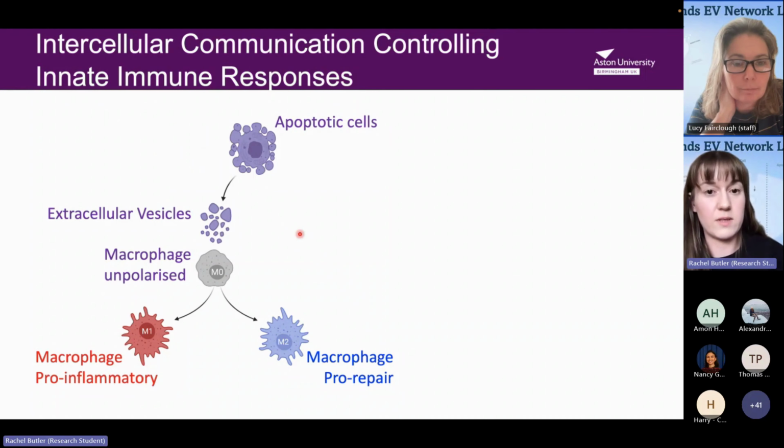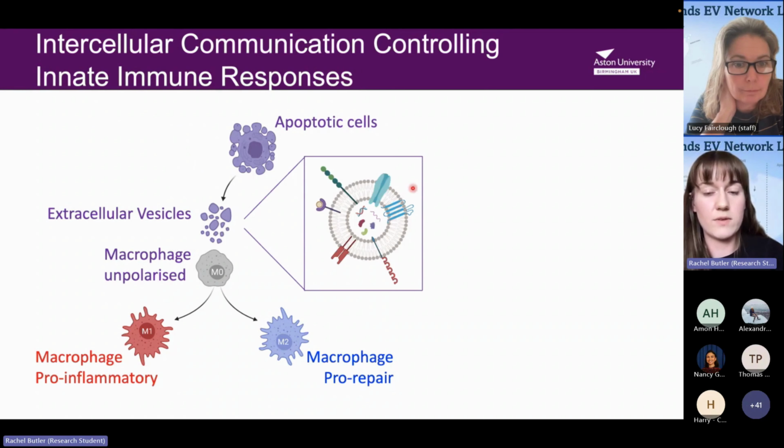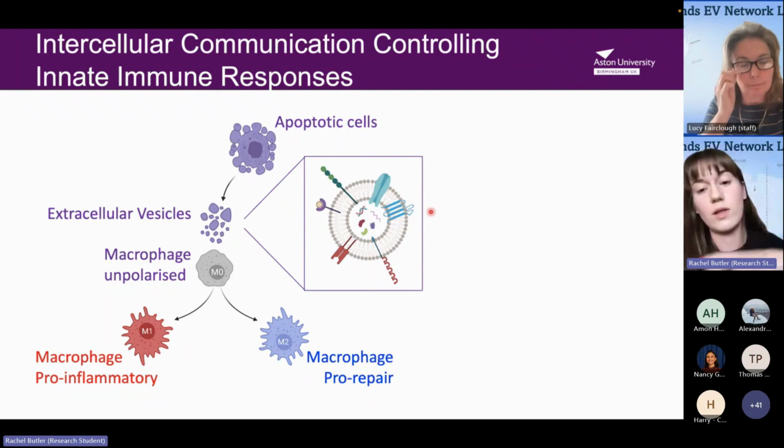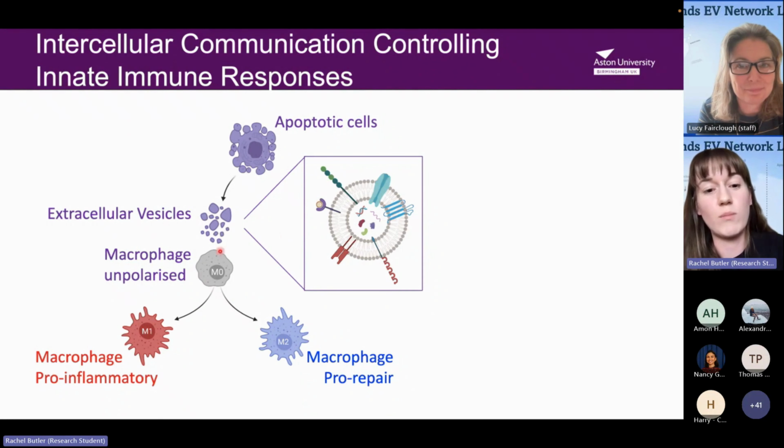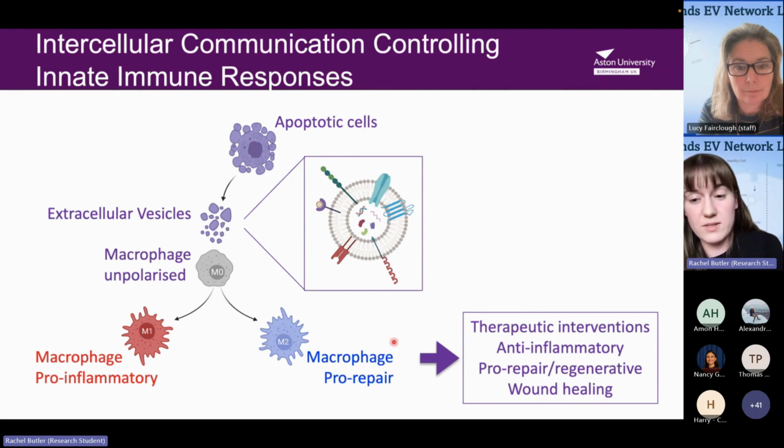So my project is specifically looking at vesicles derived from apoptotic cells, and I'm particularly interested in the surface composition of the vesicles, as this will be the first point of contact between a vesicle and a recipient cell. So I'm really interested in those early interactions between vesicles and macrophages. As Ivana nicely introduced, they upregulate these pro-repair macrophages, but we don't know how they do this. If we can upregulate those pro-repair macrophages, then we might be able to think of therapeutic interventions for chronic inflammatory diseases. So that's the idea behind my project.